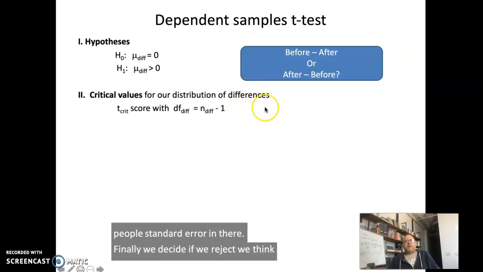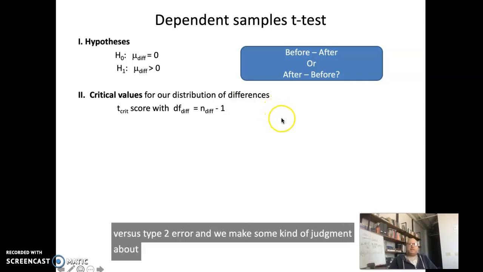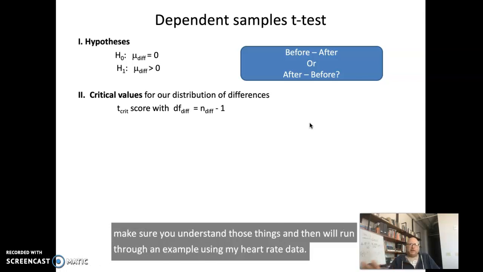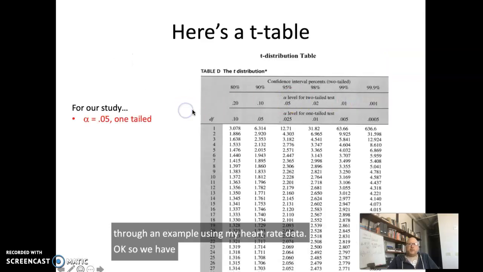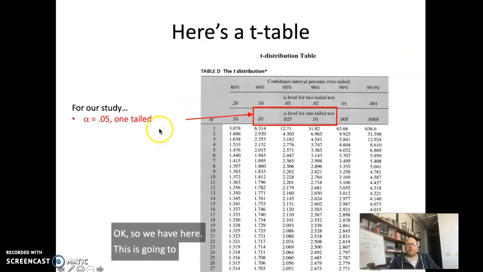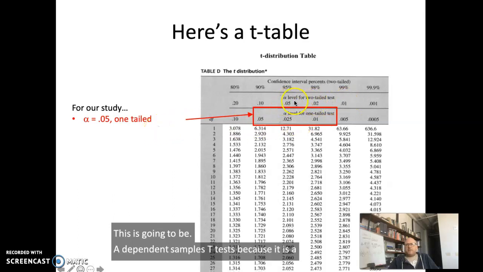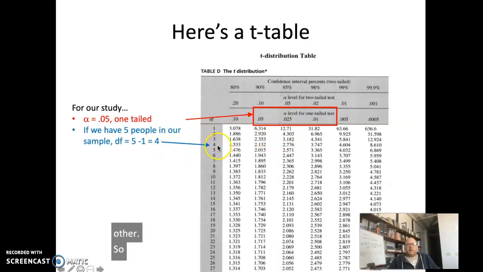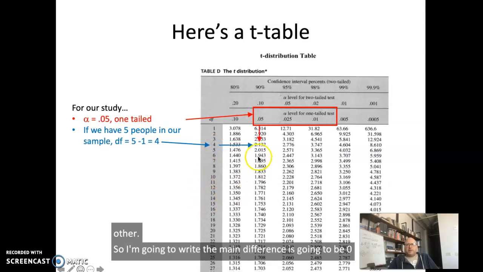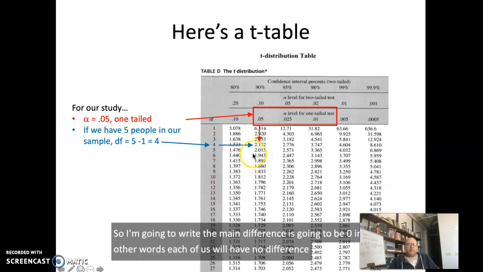Okay, so for the critical value, it's degrees of freedom for the differences, n minus 1. I actually wound up with 5 people at the end of this. So what I'm going to do is look at the one-tailed section of my t-table. Last time I showed you this, we went with 2 tails, but this is the one tail, and there's the 0.05 column. I have 5 people in my sample. Those two come together right there at 2.132.